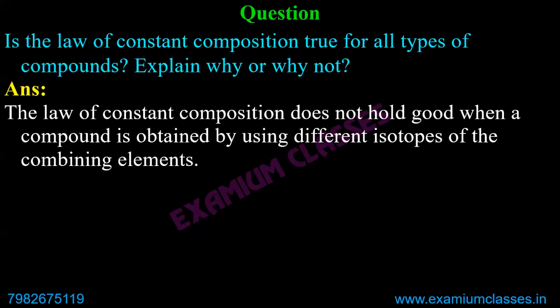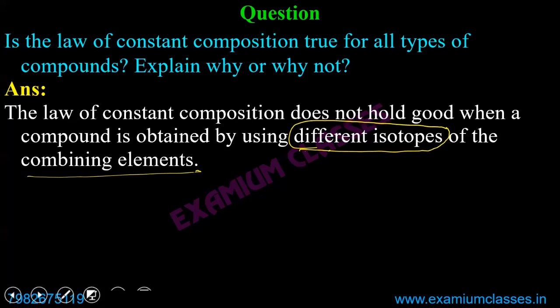So you will write the law of constant composition does not hold good when a compound is obtained by using different isotopes of the combining elements. It is true only for one type of isotope. So the law initially said that irrespective of the source, the composition of the elements is always same. So composition of elements will not be same if there are different isotopes of the same element.